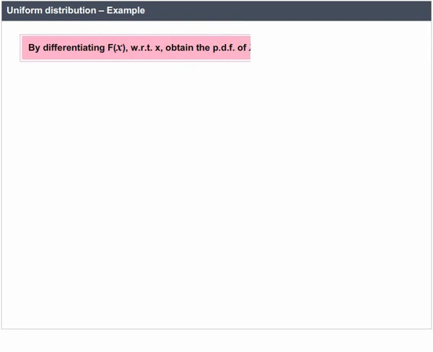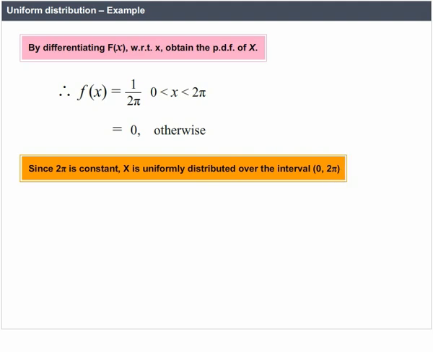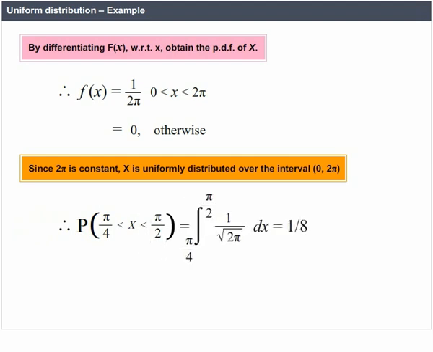Therefore, f(x) equals 1 divided by 2 pi for 0 less than x less than 2 pi, and 0 otherwise. Since 2 pi is constant, x is uniformly distributed over the interval (0, 2 pi). Therefore, the probability of pi by 4 less than x less than pi by 2 equals the integral from pi by 4 to pi by 2 of 1 by 2 pi dx, which equals 1 divided by 8.